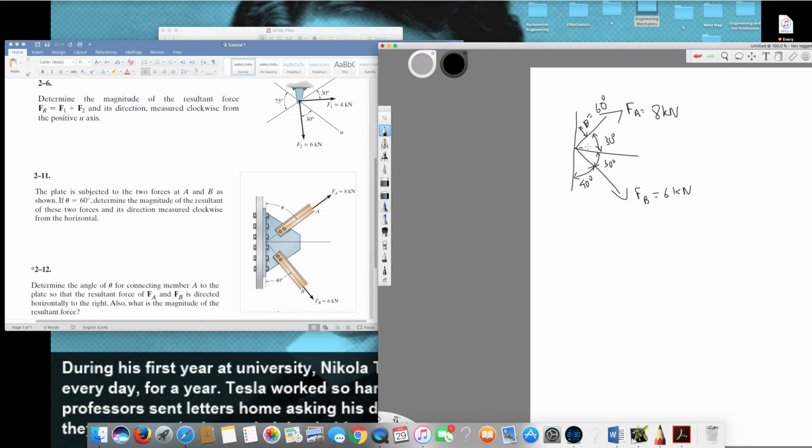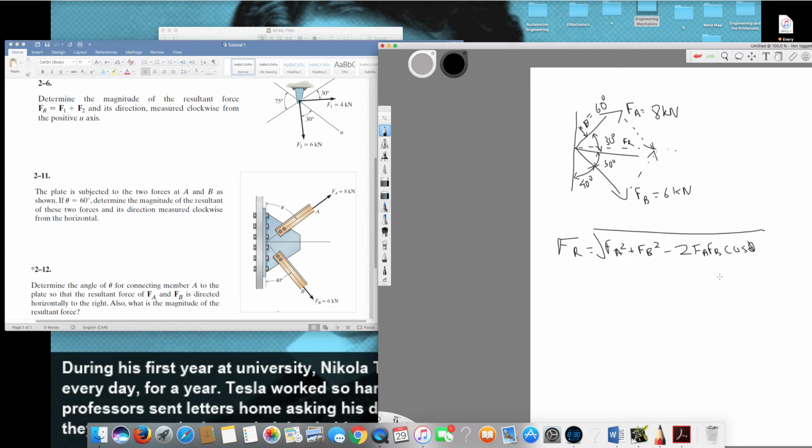Let's draw the parallelogram right here and here and connect this one with lines. So this is equal to this is equal to this, right? And this is our FR. We have to find the FR first. So FR is equal to what? FR is equal to the square root of FA square plus FB square minus 2 FA FB cos theta.